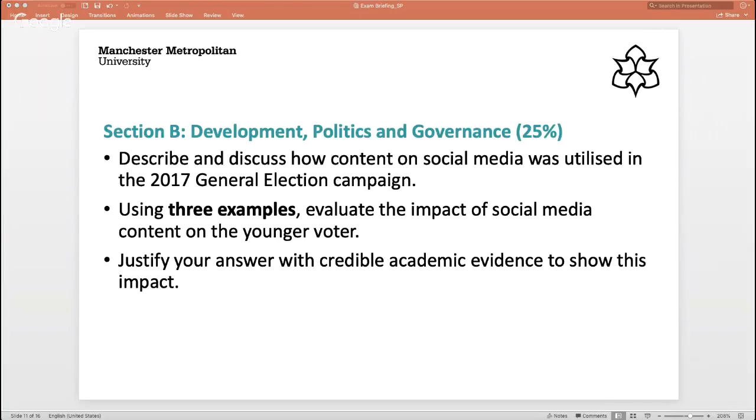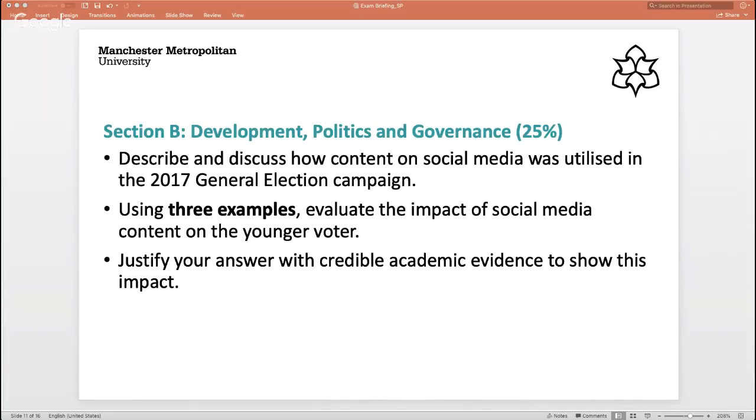And as with all of the questions, and I'm going to keep repeating this, you need to use some academic, credible evidence to show this impact. So we're not looking for blog posts, we're looking for the Office for National Statistics, white paper reports, and information from the polling stations on how many people voted, what percentage of them were younger voters, and therefore what percentage of younger voters actually went out to vote.